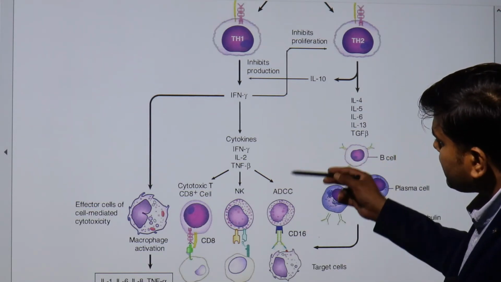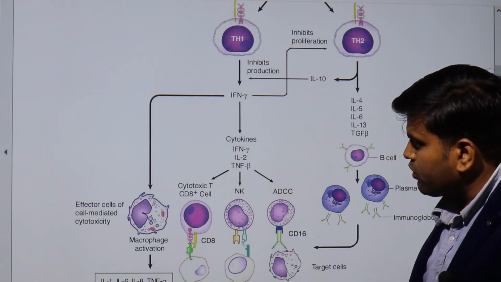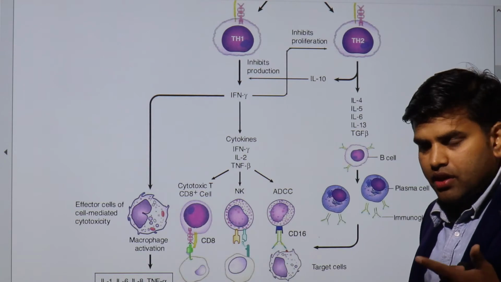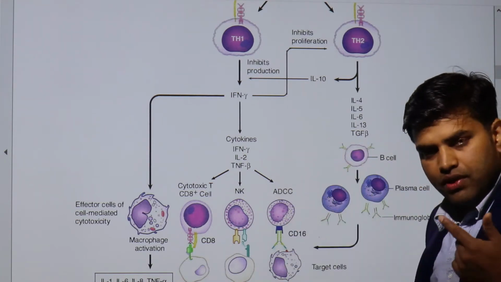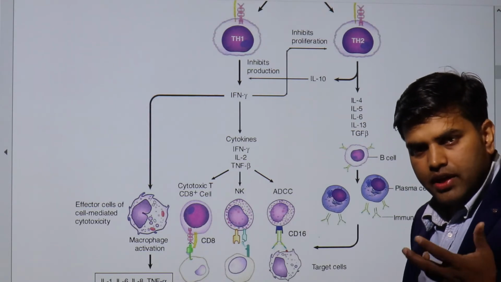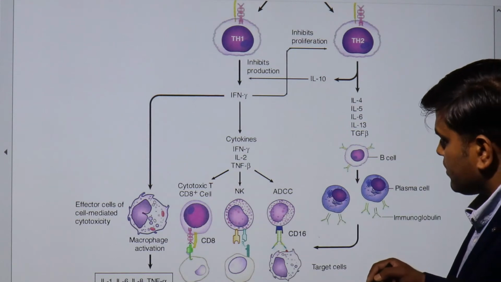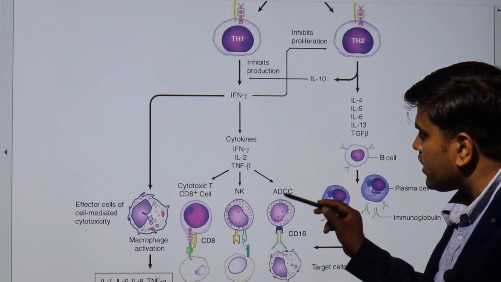Okay, so what are the cells that will be activated? They will activate the cytotoxic T cell. What will it do? This cytotoxic T cell will kill the virus infected cell and tumor cell. It will also activate the NK cell. The NK cell function is also to kill the virus infected cell as well as the tumor cell, and it can also kill the whole cell by the process called ADCC.